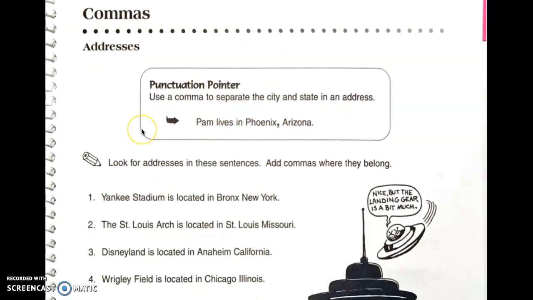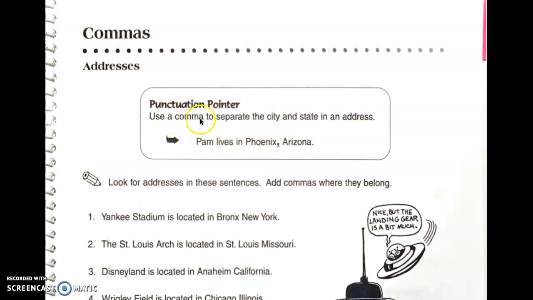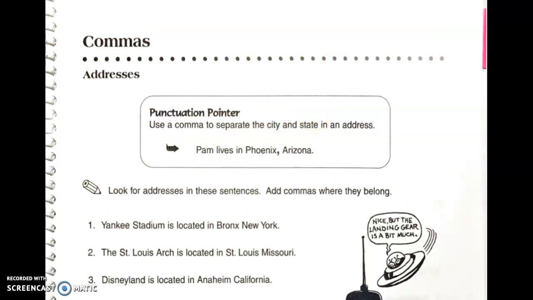Okay, that's the address that we're speaking about right now. Not a direct address, again, not when we're speaking to somebody and we are addressing somebody directly. This is an address telling location. Okay, so we need to use a comma to separate the city and the state in an address. For example, Pam lives in Phoenix, the city, Arizona, the state.